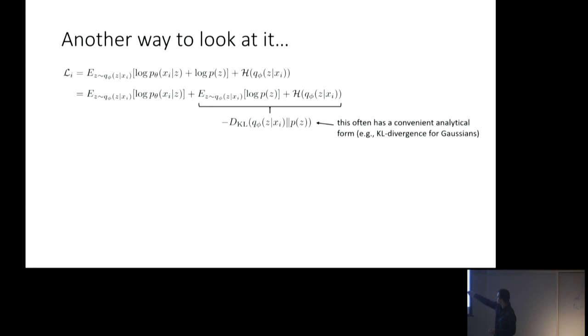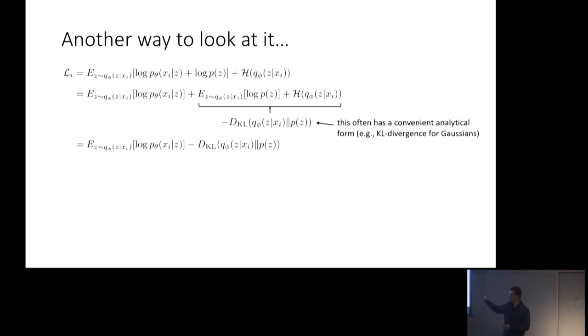So this term tends to be the easy term because there's usually a formula for it. This term tends to be the hard term because of the p subscript theta. And the first term is also the only one that depends on theta. So it's convenient when implementing this in practice to rewrite the objective in this form, as the expectation under q of log p theta xi given z, minus the KL divergence between q and the prior.